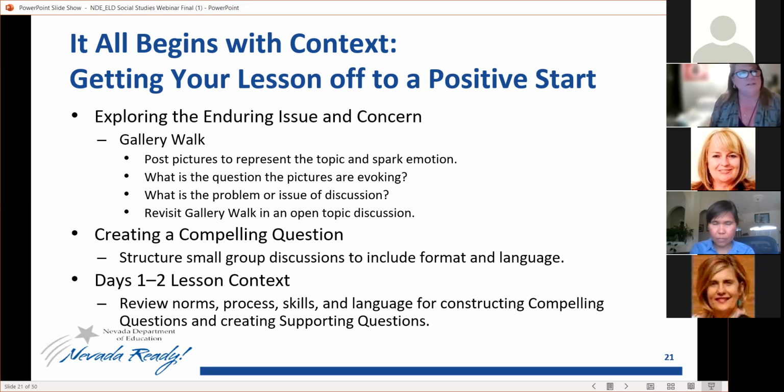So it begins with your gallery walk. Like I said, evoke emotion. Make sure that it's school appropriate and make sure that it's going to be something that the students will want to talk about.